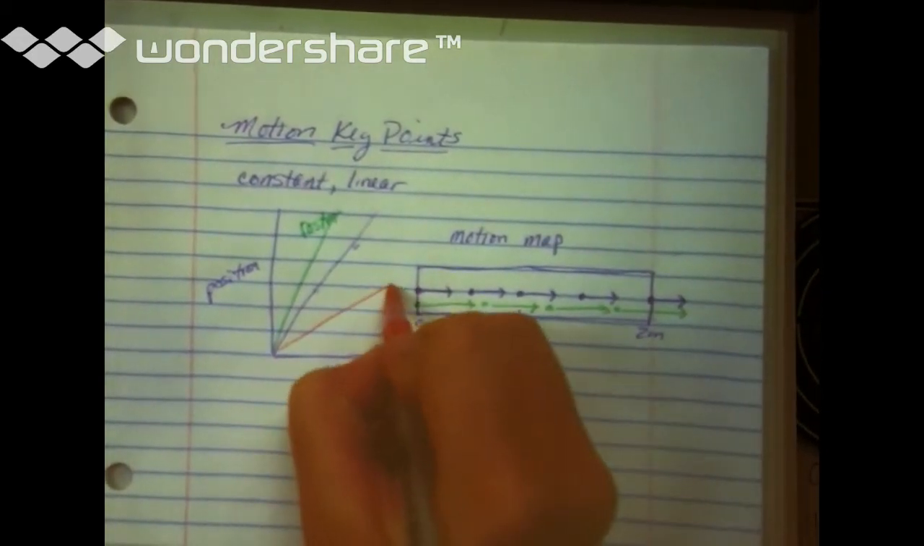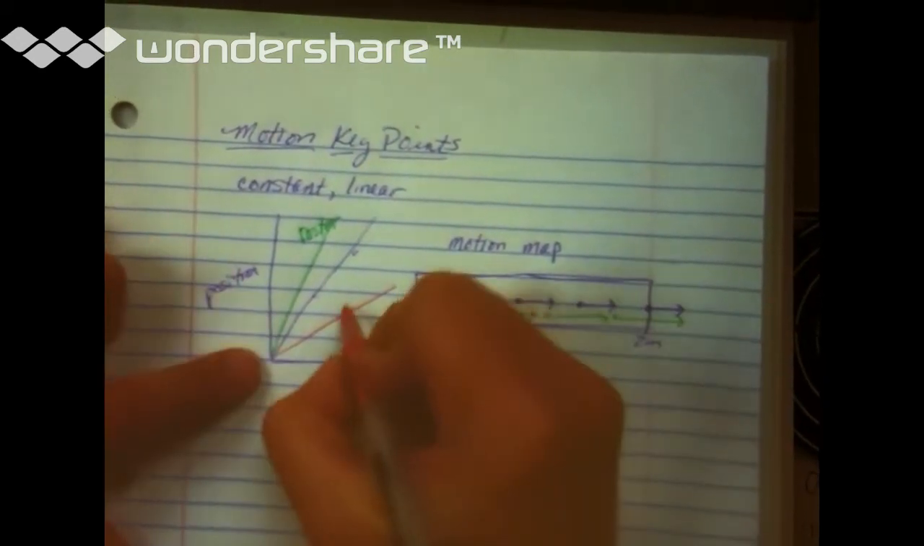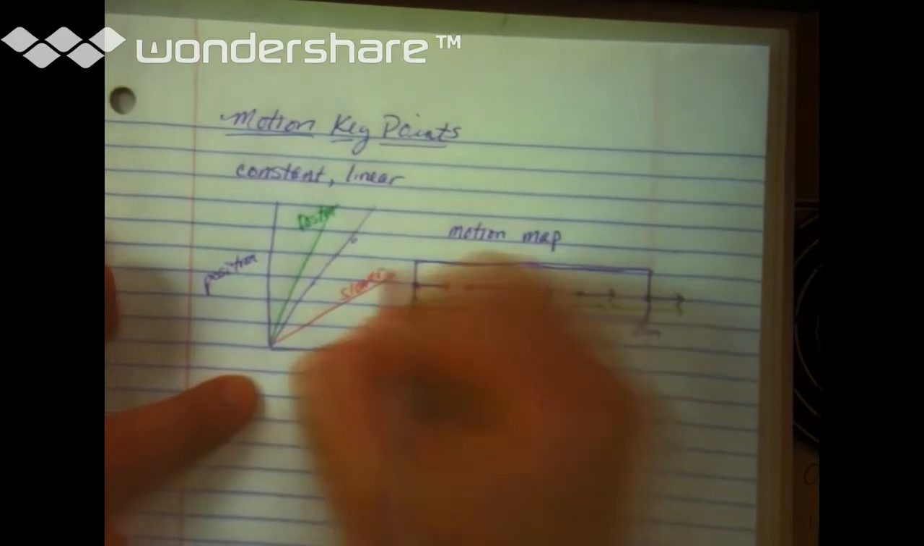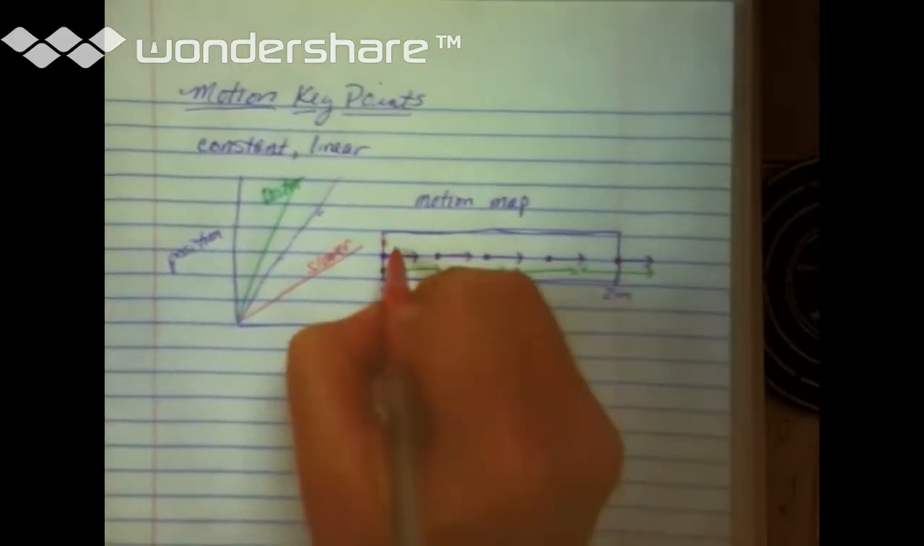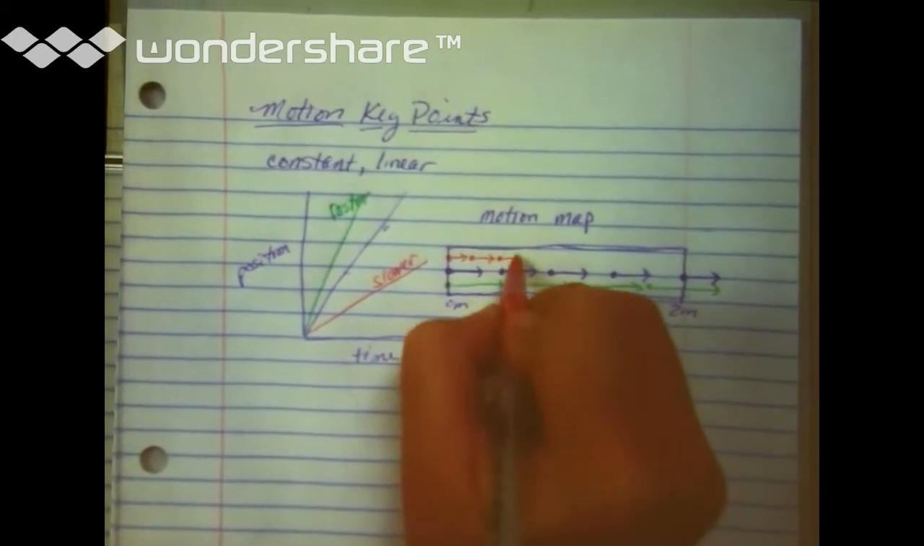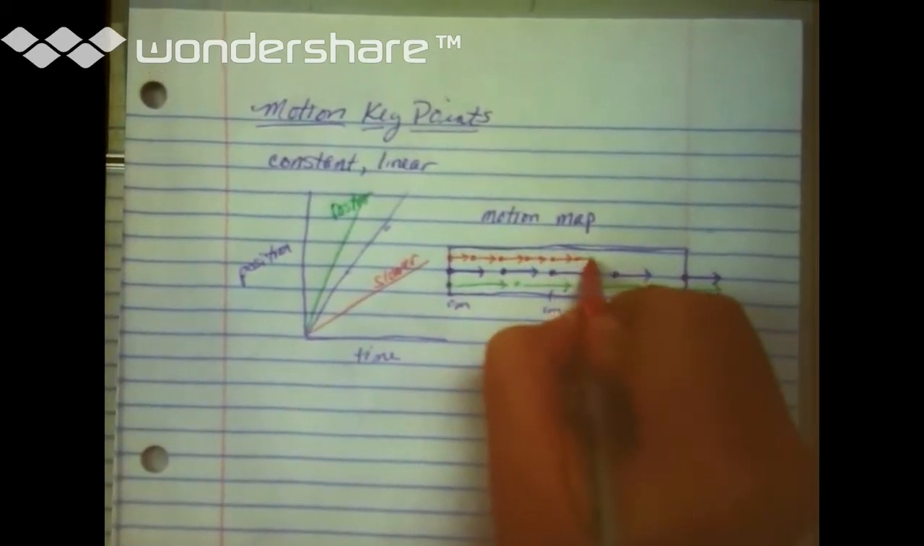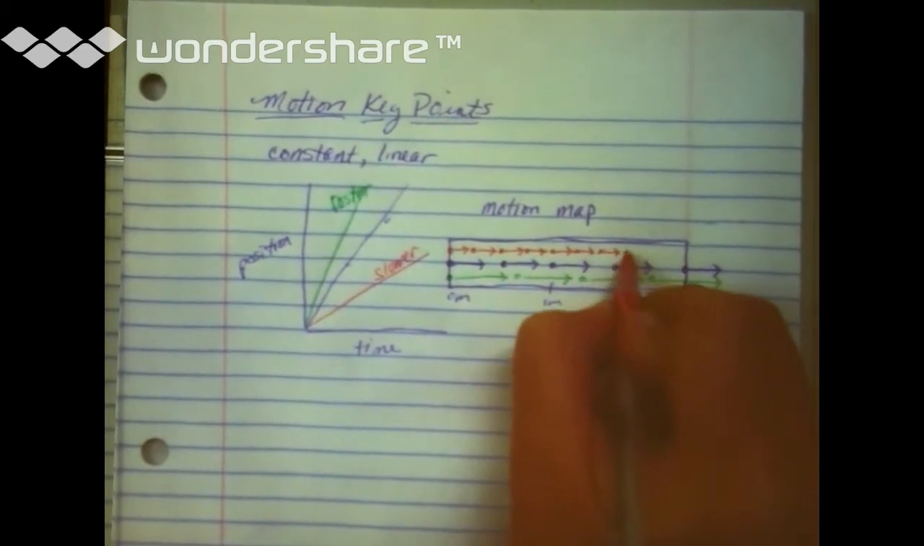If I have an object going slower, then it's taking a long time for it to go a little bit of distance. So my dots on my motion map are going to be a lot closer together because it's not traveling as much distance every second, and I put a dot down every second.